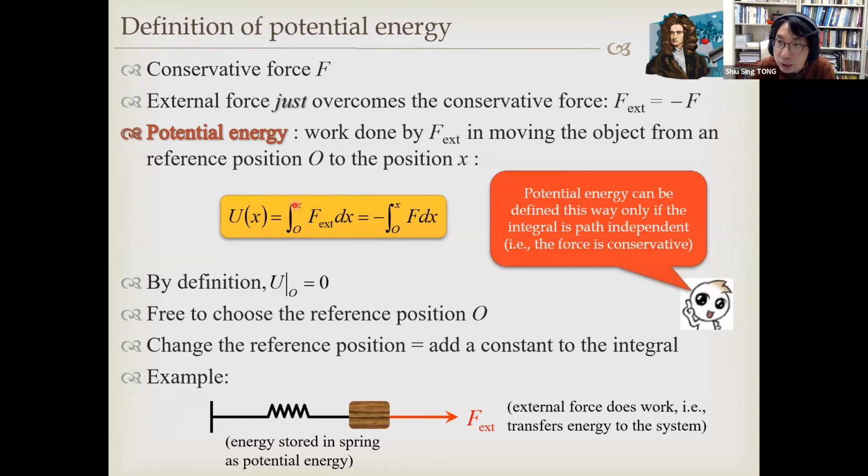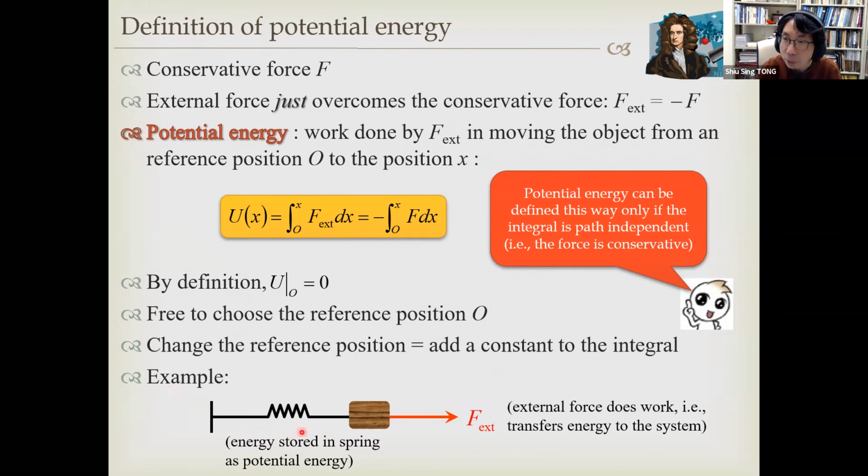If I put X equal to O, then the potential energy at O must be equal to 0. That means the reference position O is the position we choose, such that at that position the potential energy is defined as 0. Now, if we change the reference position, then we just add a constant to the integral. It doesn't affect the physics. It will just affect how we define the absolute value of the potential energy.